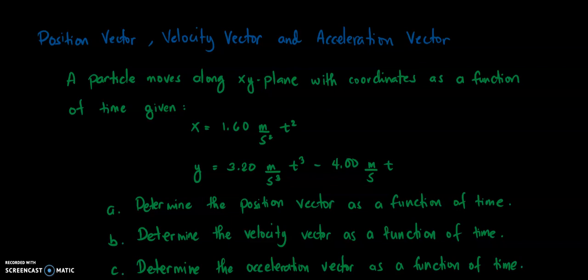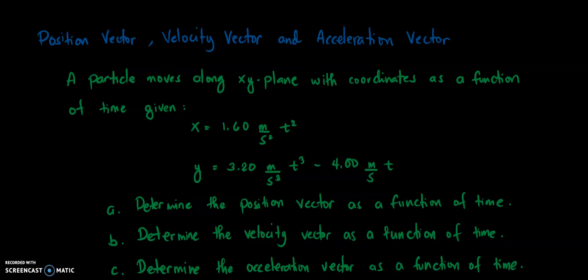So for this problem, our aim is to find, for letter A, determine the position vector as a function of time. For letter B, we will determine the velocity vector as a function of time. And for letter C, we will determine the acceleration vector as a function of time.